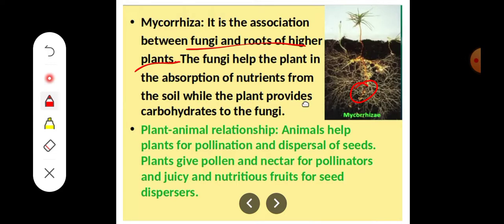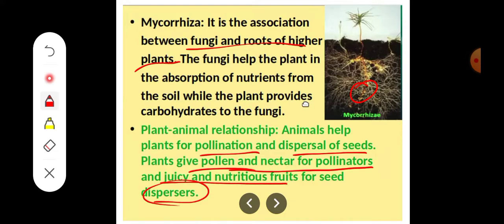And what will the plants offer? Plants will offer rewards in the form of pollen and nectar for pollinators and juicy and nutritious fruits for seed dispersers. Okay, so animals help the plants for pollination and dispersal of seed. Plants will give pollen and nectar for pollinators, and if it is an animal which helps in dispersion of seed, they will provide them with juicy and nutritious fruit.